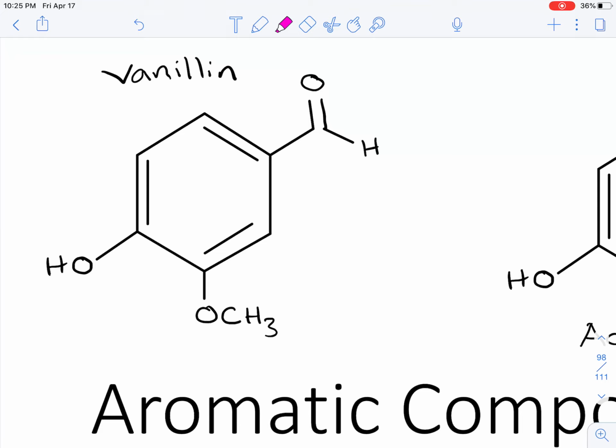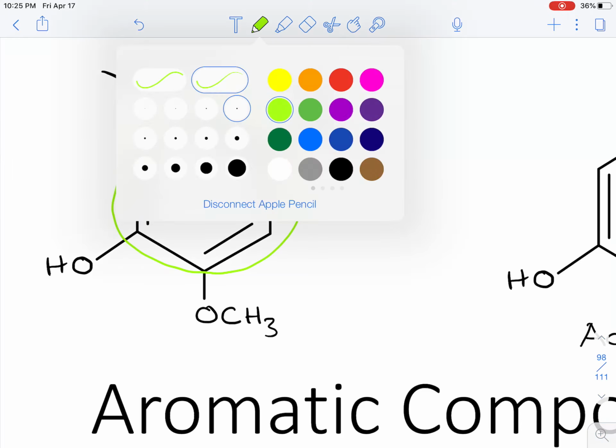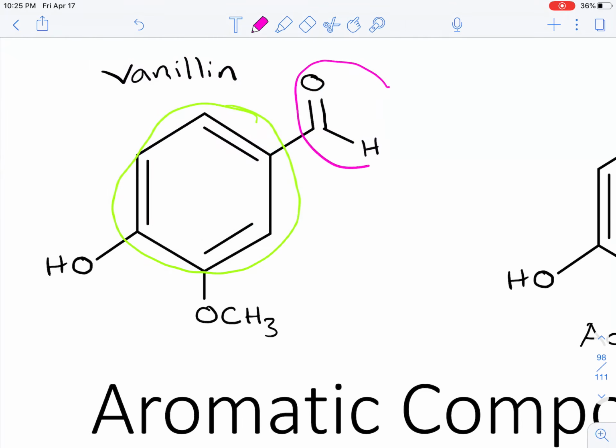And so here for vanillin, we have this aromatic compound that's basically right in the middle. So this is a benzene ring. And then surrounding this benzene ring are substituents, functional groups that we'll talk about in a future lecture video, such as an aldehyde. That's the one that I just circled in pink. And then here we've already come across this functional group. This is a hydroxyl functional group, the OH. And then last but not least, we have this OCH3. This is going to be an ether.